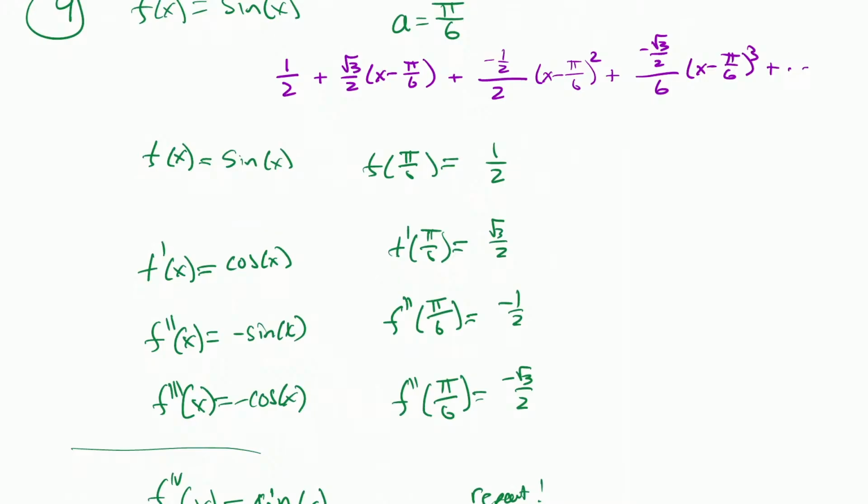This is going to be radical 3 over 12. That's going to be 1 over 4. So any questions about that? You know how to make your Taylor series?